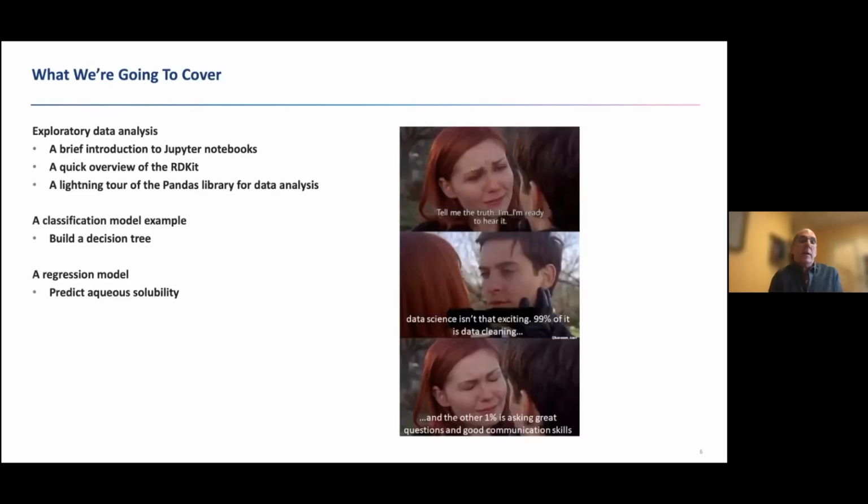So what are we going to cover? We're going to give you a brief introduction to Jupyter Notebooks. We're going to get a whirlwind tour of the RDKit, which has become, over the last 5 or 6 years, the default, I think, for open source cheminformatics. We're going to talk a little bit about the Pandas library, which is one of my favorite tools for data analysis, both in cheminformatics and just for general data science. We'll go through an example of how we can build a decision tree as a classification model, and then we'll take a look at a regression model.